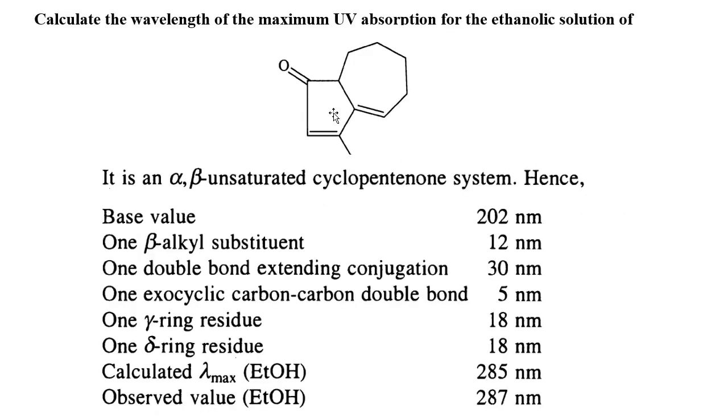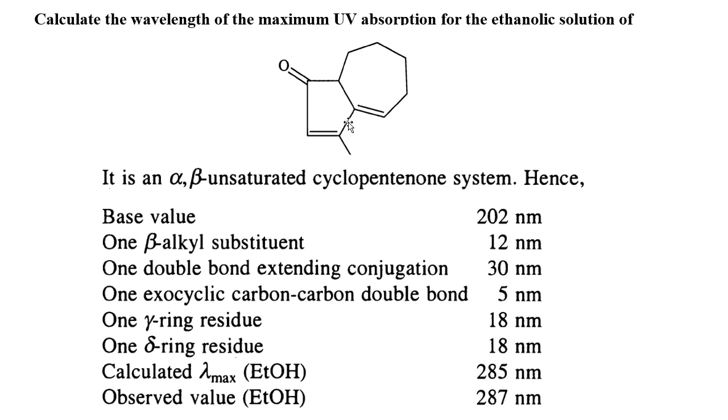Okay, it is another important example. It is an alpha beta unsaturated cyclopentanone system. That means a 5-membered cyclic alpha beta unsaturated system. So the base value for this molecule will be 202 nanometer. You can see it is the alpha position, it is the beta position. This beta position has an alkyl substituent, and this alkyl substituent at the beta position contributes 12 nanometer as the increment.